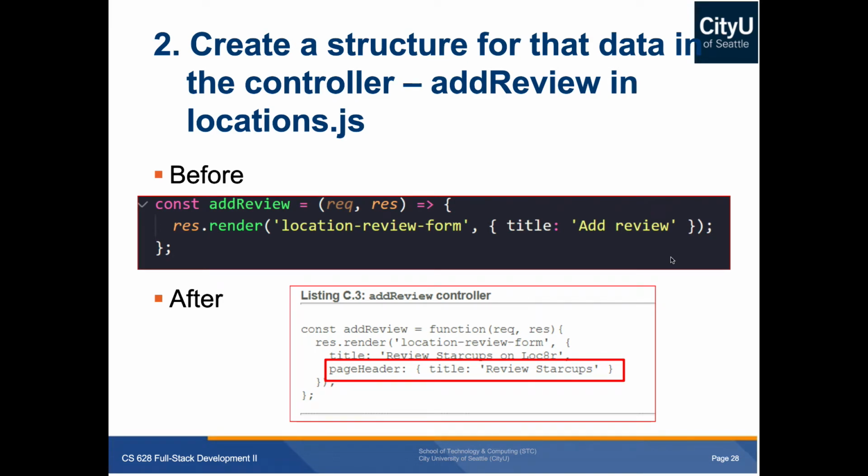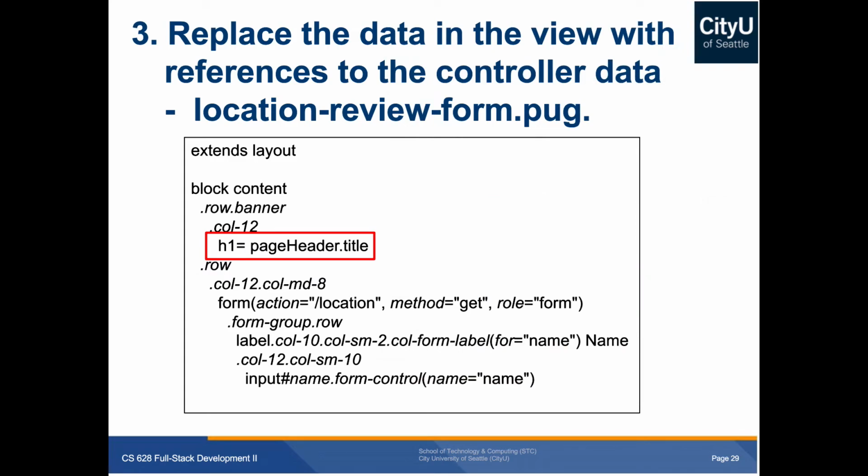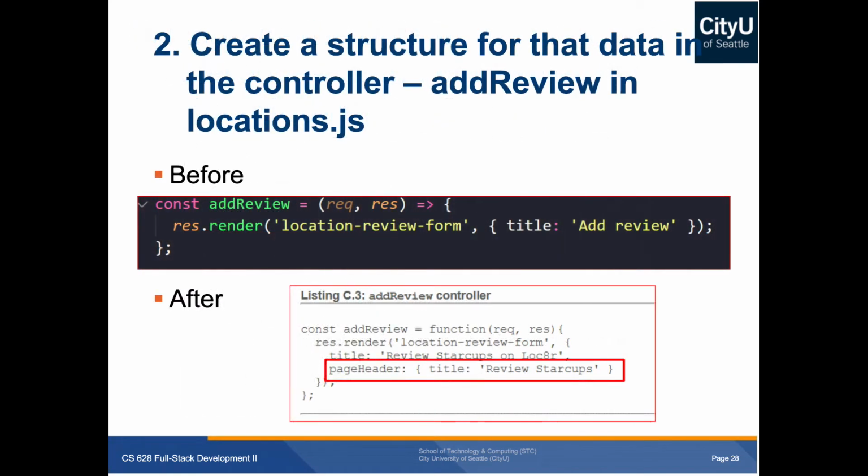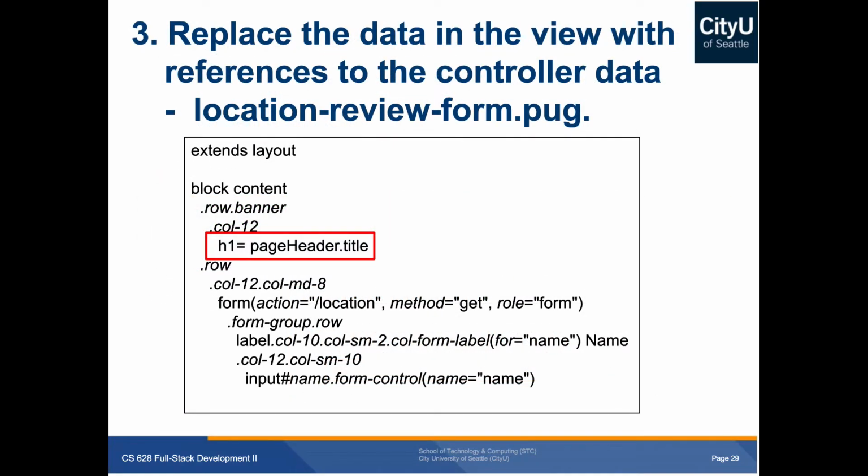Before, in your locations.js controller, you have a function called add review that renders the location-review-form template and has the title variable with the add review value. Aside from that, we want to add another, which we call page header, and we want to have the title Review Star Cups. We can access that because it's a nested object; with JavaScript object notation, you can do pageHeader.title to access that one.